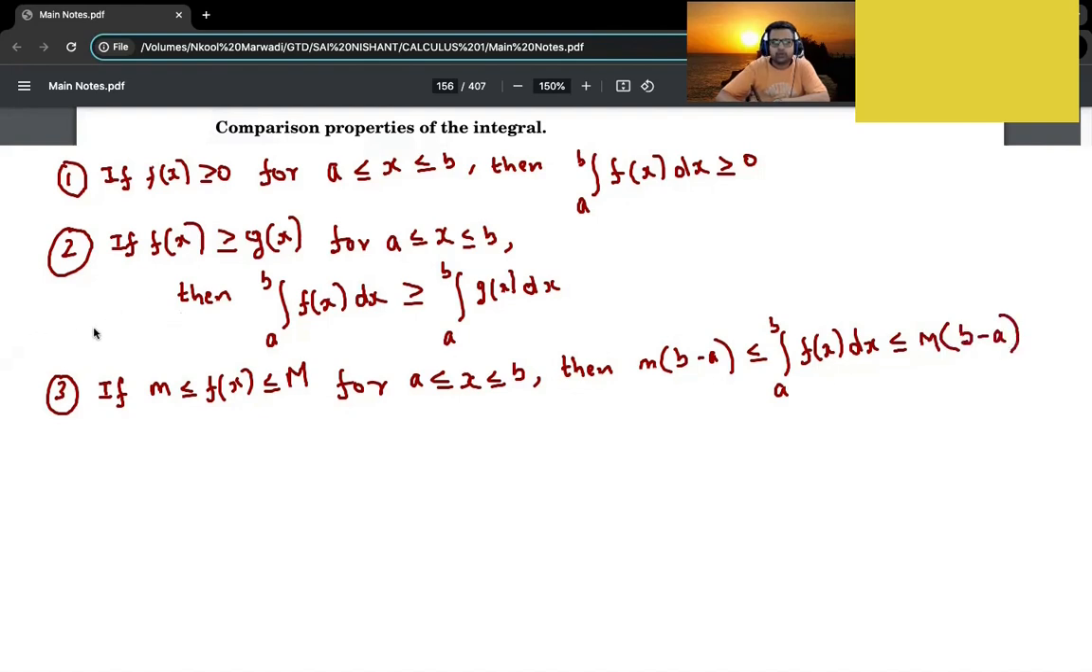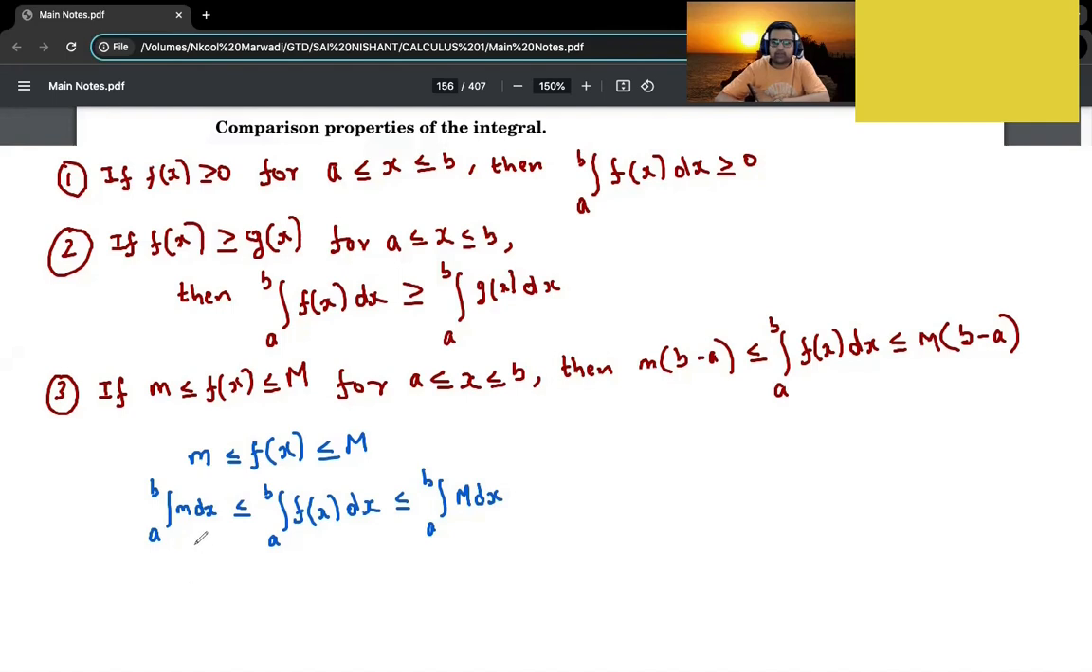We can prove it. Let's prove it, it is very easy to prove. It is given that the function is between small m and capital M. Now, if I integrate all the terms in the range a to b, m is a constant, so we can take it outside. Integration of one will be x, and if we put the limits, it will become m times b minus a. The middle term will be as it is, and the last will become capital M times b minus a. So this property we proved. Whenever we know the limits of a function, we can integrate all the terms and get the limits of an integral of a function.